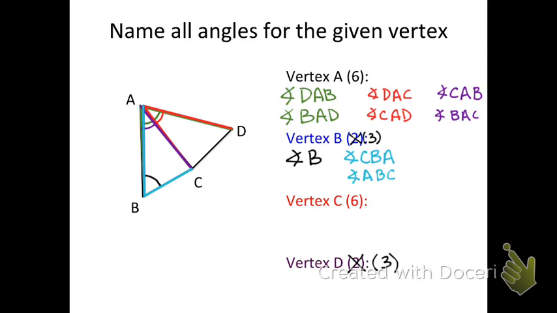What I want you to do right now is I'm going to erase all these colors, and I want you to finish for vertex C and vertex D. 6 options for vertex C, 3 options for vertex D, and then we will go over them in class.